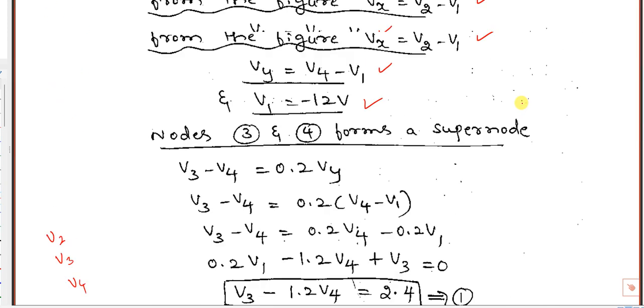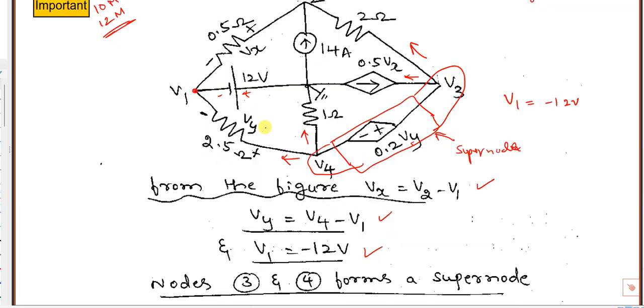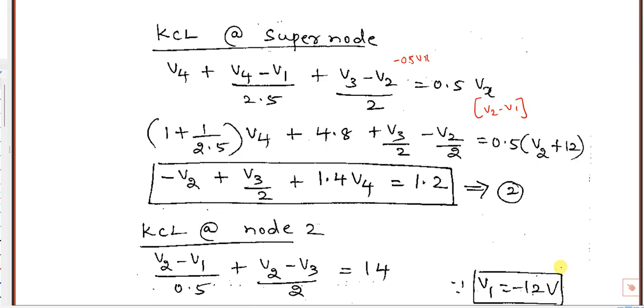This is V2 minus V1, and the V1 value is 12. Vx is V2 minus V1. V1 is already known, it is minus 12. So we can write Vx as V2 plus 12 volts. We can substitute that Vx as V2 plus 12 volts and this is equal to this.